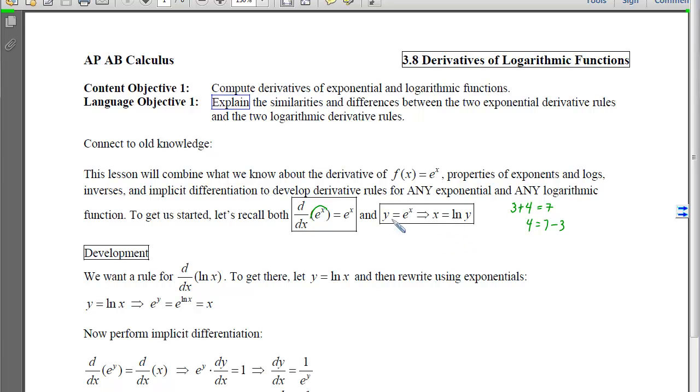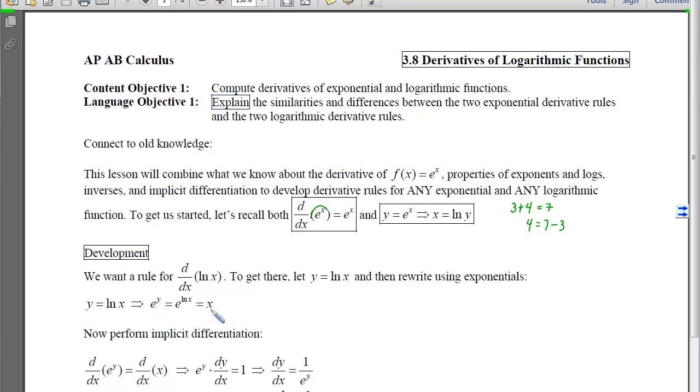So now let's apply both of these to our rule for derivatives of logs. If we want to get the derivative of the ln of x, we're going to let y equal the ln of x, and then we're going to rewrite it using this rule that we had up here. So instead of writing y equals ln of x, we can rewrite it as e to the y equals e to the ln of x, which is the same as just an x. So I've got e to the y equals x.